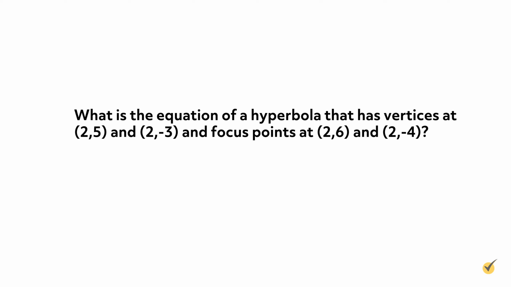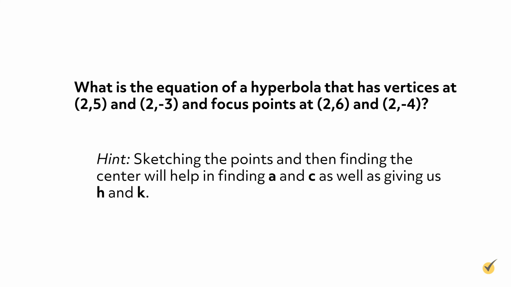Let's try a problem that will require us to find the h, k, a, and b when given two focus points and the two vertex points. What is the equation of a hyperbola that has vertices at 2, 5, and 2, negative 3, and focus points at 2, 6, and 2, negative 4? Hint: sketching the points and then finding the center will help us in finding A and C as well as giving us H and K.